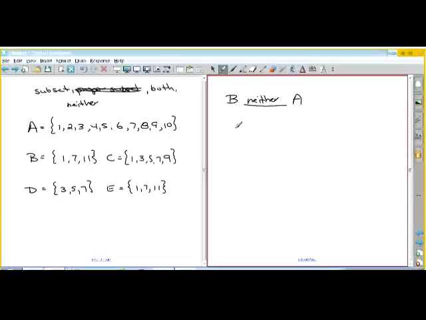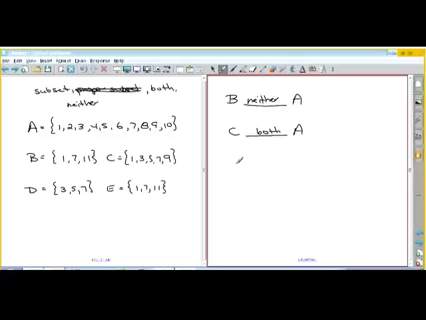Okay. So let's do C. C is what relative to A? Well, every number that's in C is also in A, so it's a subset. But because these are not identical, it is a proper subset. The only time it wouldn't be both is if A and C were exactly the same. Then it would be a subset, but not a proper subset. So in this case, it's both. C is a subset of A, and it's also a proper subset of A.